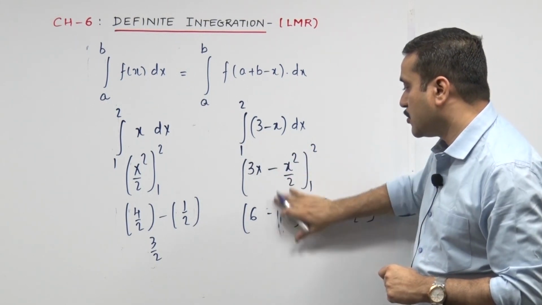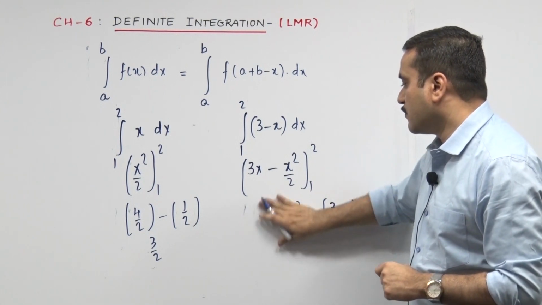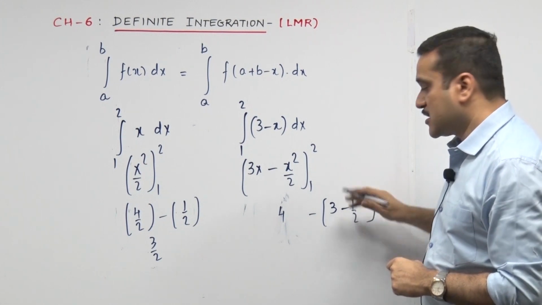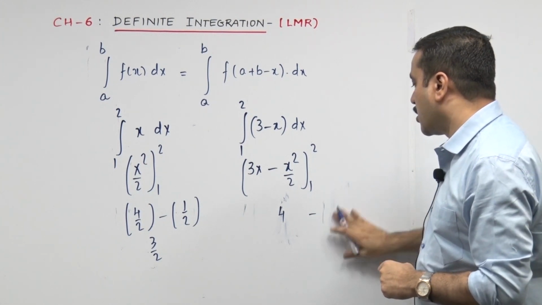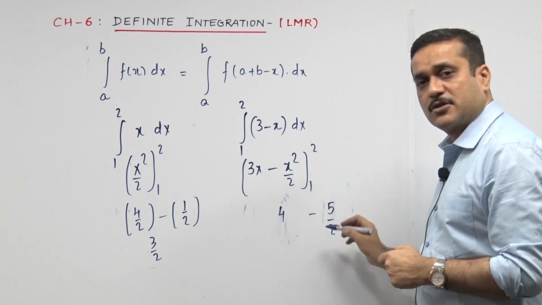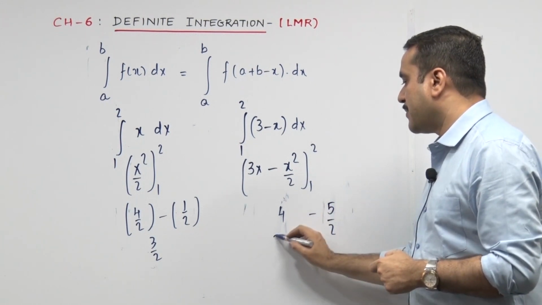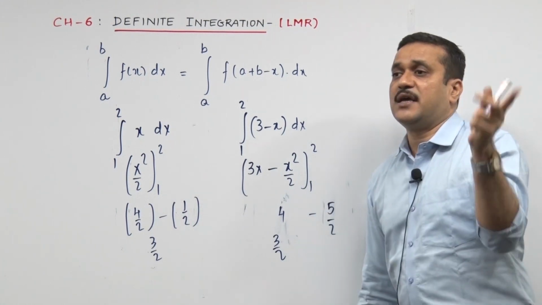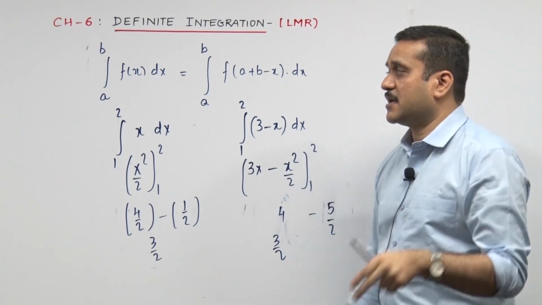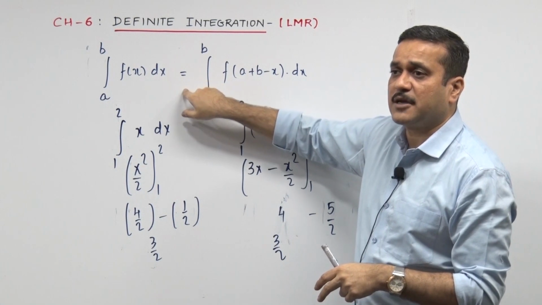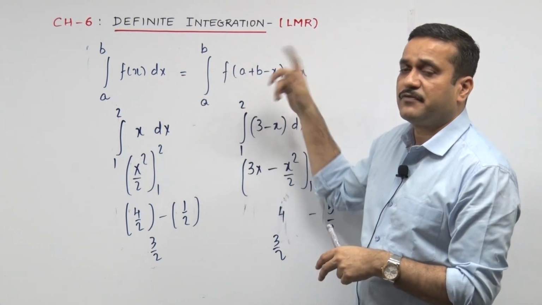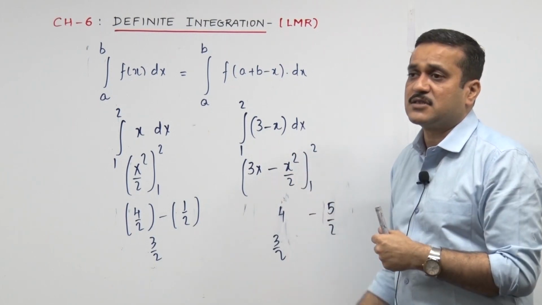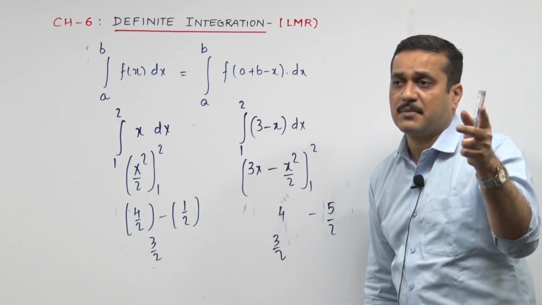Now that works out to 2, so that works out to 4, and the second bracket goes 6 minus 1, that is 5 by 2. I hope you all saw that, 5 by 2. Now the last, cross multiply: 8 minus 5 by 2, and I am back to the same answer. So even after changing my x to a plus b minus x, my answer remains the same. The property did say the same thing: your f(x) changes to f(a plus b minus x), and the answer you get is still the same. You just saw that the answer in both the cases turned out to be the same.